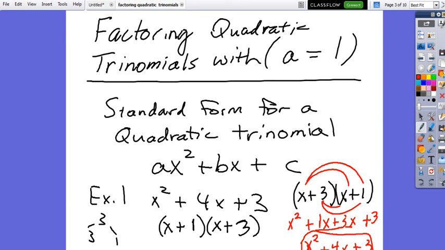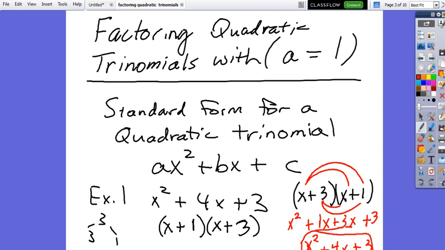All right, then I can ask myself, well, can I take the square root of 3? The answer is no. So I need to look for factors of 3 that add up to 4. What are those factors? 1 and 3. Then I can check myself using the O and the I of the FOIL method, outside and inside. Outside, 1x. Inside, 3x. 1x plus 3x is 4x. I just confirmed that this works.